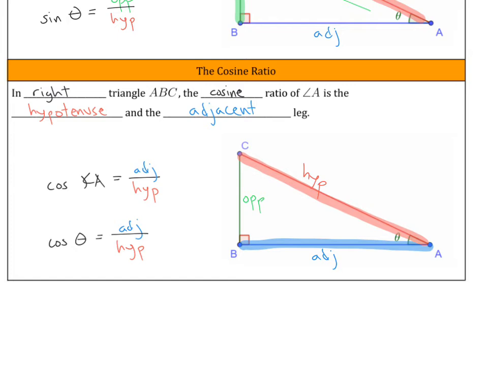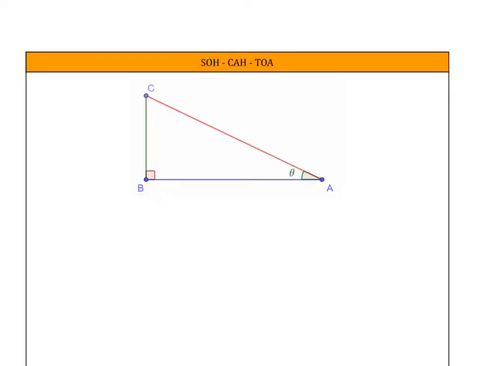All right, now let's put all three of these ratios together on one screen. So relabeling one more time. I have the hypotenuse, my opposite leg, and my adjacent leg. Now, you may or may not have heard of SOH, CAH, TOA. This SOH CAH TOA is an abbreviation. It's an acronym to help us remember all three ratios. And I'll show you what they look like.